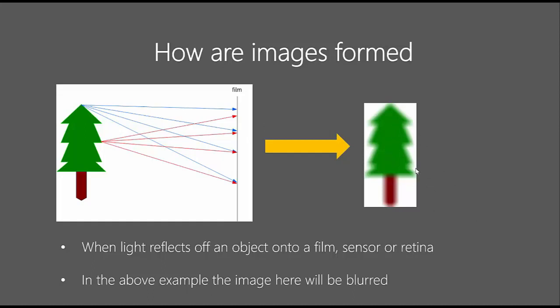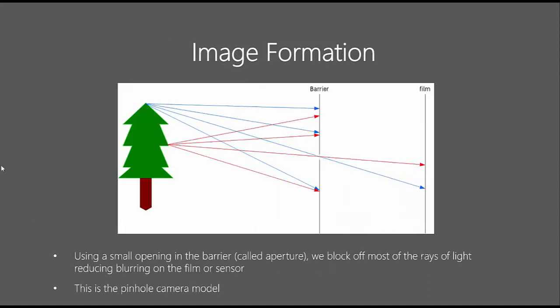So as we can see, that's not how our eyes or cameras work. This is a better example of how our eyes and cameras work. We essentially use a barrier to block off most points of the light while leaving a small gap, and that gap is called the aperture. This allows just some points of light to be reflected onto the film. So this gives you a much more focused image, and it's actually the basis of a pinhole camera.